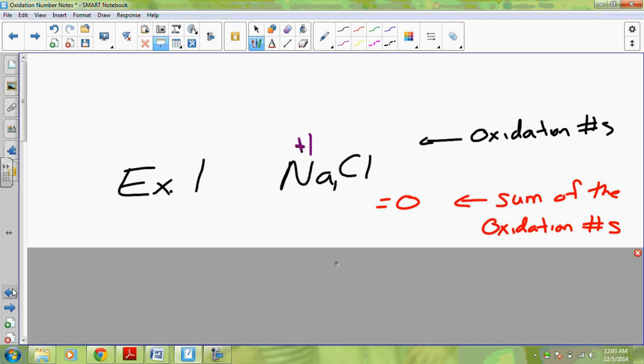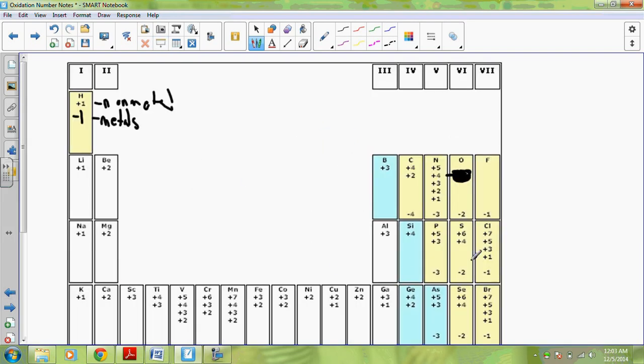What about chlorine? We'll go over this purple sheet. Now chlorine has +7, +5, +3, +1, and -1. Well, which one is it? Well, that's where the very simple math comes into effect here. So we have all these options. So what do we do? Alright, so let's go back.